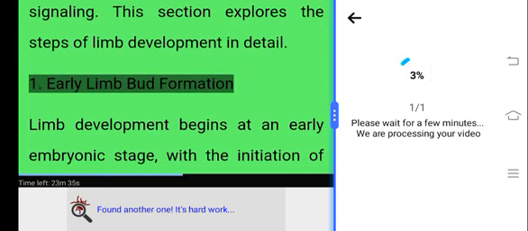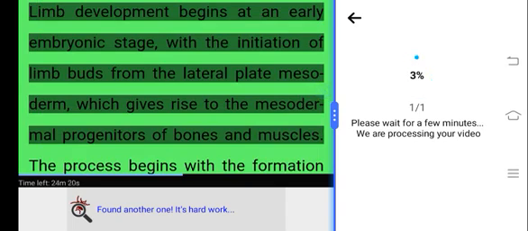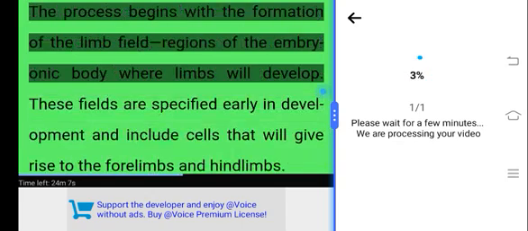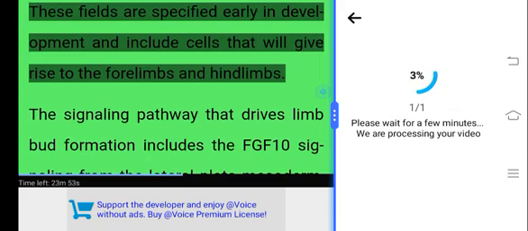1. Early limb bud formation. Limb development begins at an early embryonic stage, with the initiation of limb buds from the lateral plate mesoderm, which gives rise to the mesodermal progenitors of bones and muscles. The process begins with the formation of the limb field, regions of the embryonic body where limbs will develop. These fields are specified early in development and include cells that will give rise to the forelimbs and hind limbs.